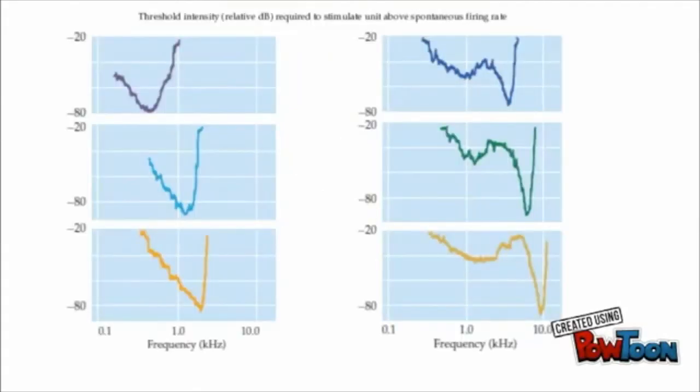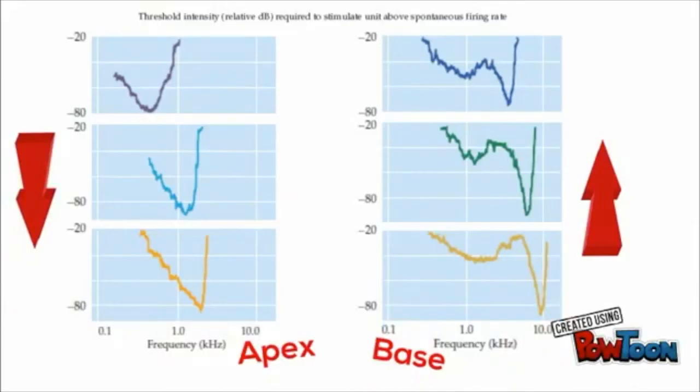The auditory nerve fibers are tuned. Each has its own characteristic frequency. This is the frequency to which a fiber is most sensitive. Fibers at the base of the basilar membrane have high characteristic frequencies. Fibers at the basilar membrane's apex have low characteristic frequencies.